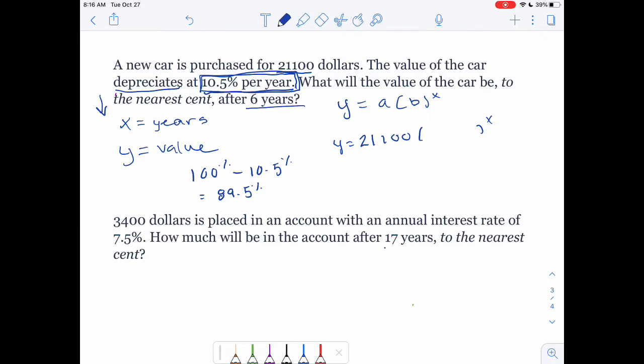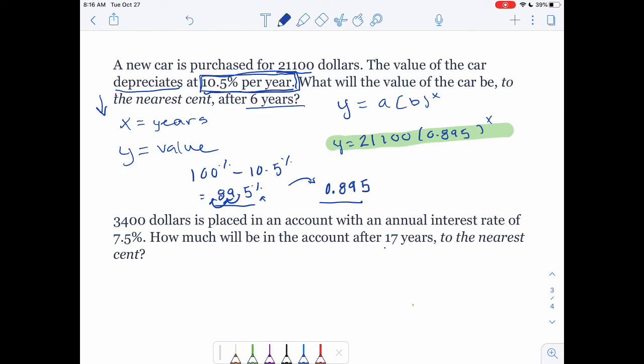To actually write this number in our equation, I need to write it as a decimal. So to write it as a decimal, you move the decimal place 2 spaces to the left. So I'll write it as 0.895, and I won't write the percent symbol because now it's a decimal. And there you have it. That is our equation that models the value of the car over X number of years.